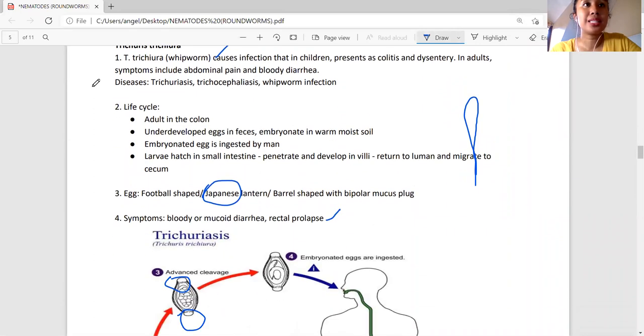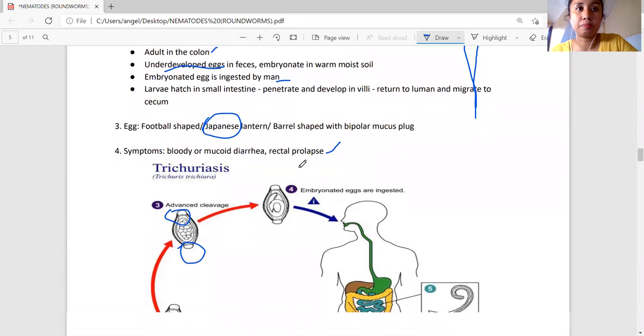Okay, next. Trichuris trichiura: trichuriasis, trichocephaliasis, or whipworm infection. The adult is in the colon. So Enterobius and Trichuris are both in the colon. The egg is undeveloped, and the female is oviparous. The embryonated egg is ingested by man, so the embryonated egg is the infective stage. The larvae hatch in the small intestine, penetrate the villi, which are the finger-like projections in your small intestine, and return to the lumen and migrate to the cecum.